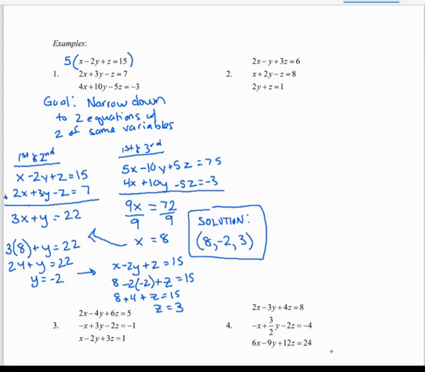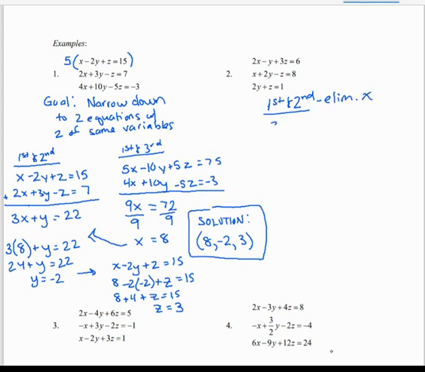Okay, let's look at number 2 together. If I look here, again, our goal is to narrow down to 2 equations with the 2 same variables. Well, our first equation has 3, our second has 3, but good news, some of our work is already done. This third equation already has just 2 variables. The x is gone. So what I want to do is pair the first and second equation together, and I want to eliminate x.